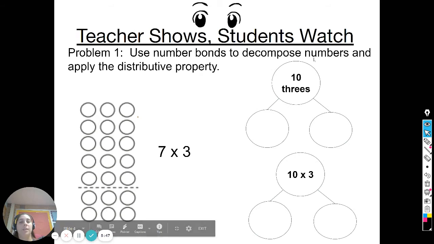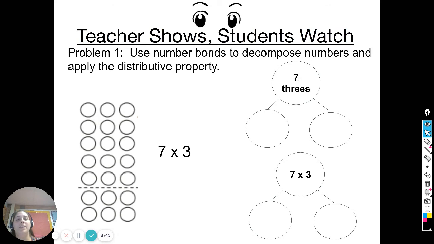Over here in our number bond, you see we have 10 threes. Okay, I'm sorry, not 10 threes. I had to change that. 7 threes. Okay, we have 7 threes, and we're going to break it down into 2 groups. Well, first, on top, we have 5 threes, because there's 5 rows of 3. And below the line, we have 2 threes, or 2 rows of 3.